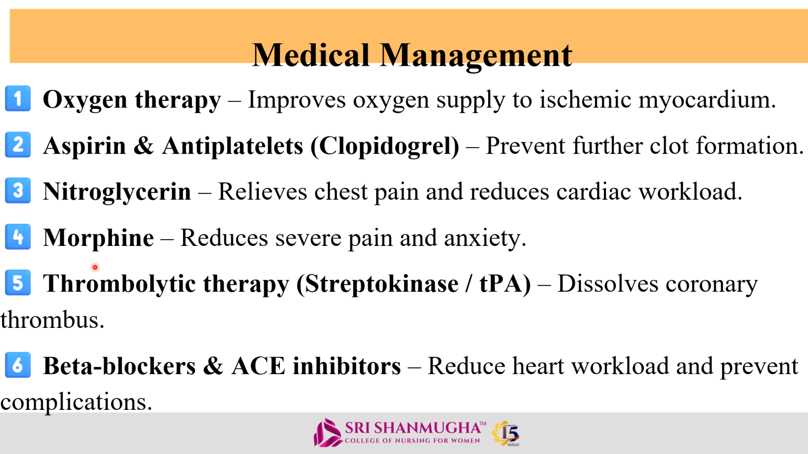To treat chest pain, morphine is given. It can also reduce anxiety. In severe cases, if the doctor feels that it is important to melt the clots, for whom stent placement is not possible, then they go for thrombolytic therapy using streptokinase or TPA, tissue plasminogen activator. In order to maintain blood pressure, beta blockers and ACE inhibitors can be prescribed.